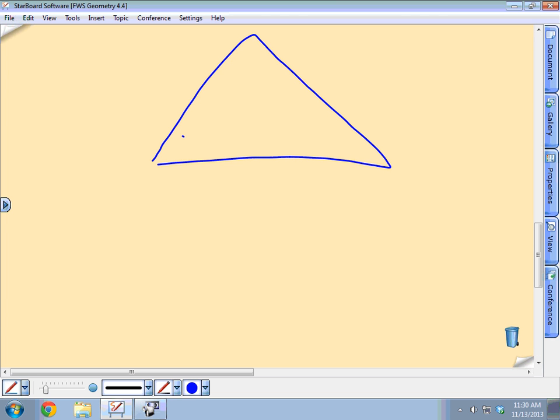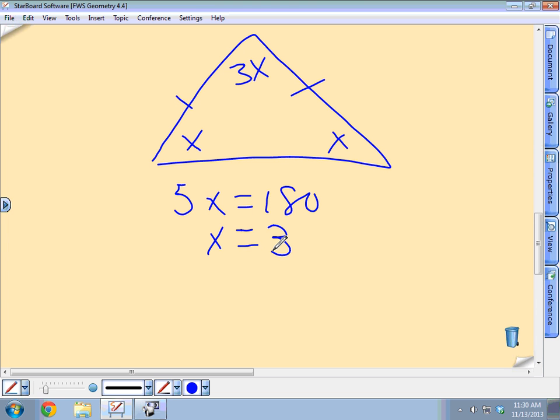Okay. So I think the opposite angle, that would be x. Okay. So you get 5x equals 180. So that would be 3 times 36. 36. Okay.